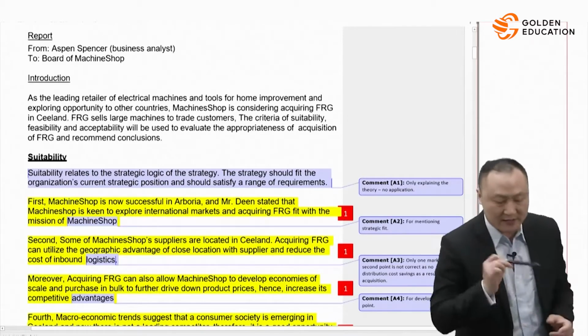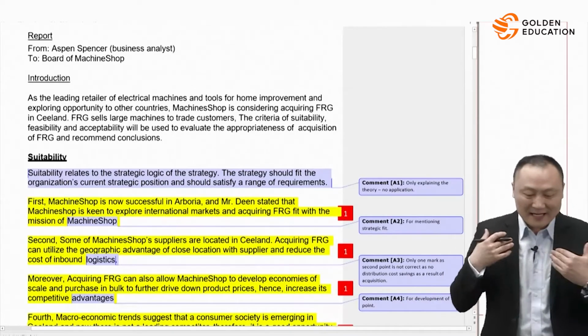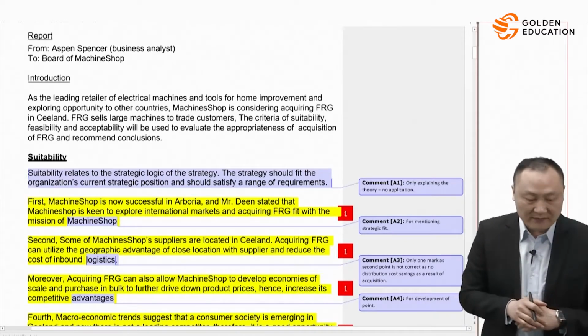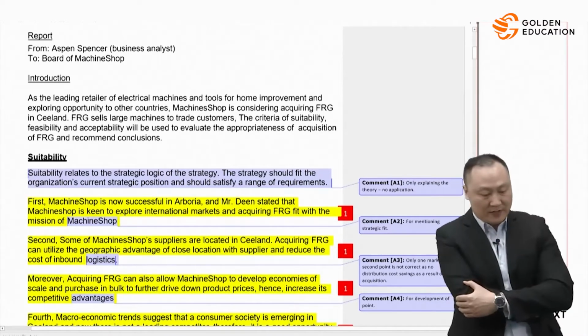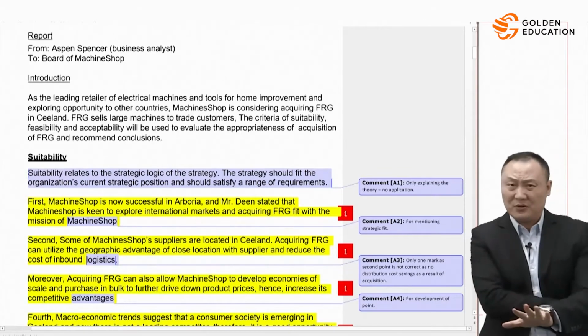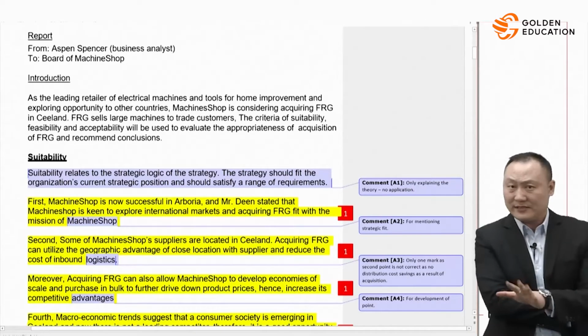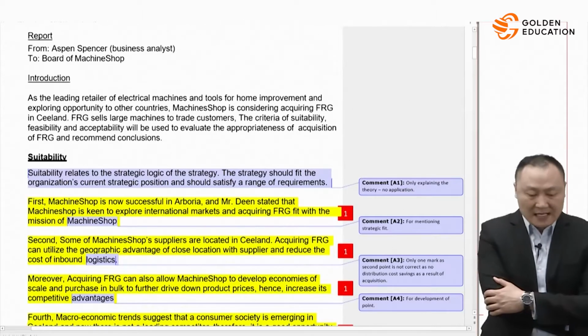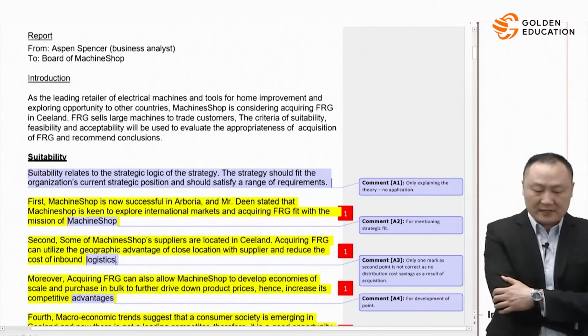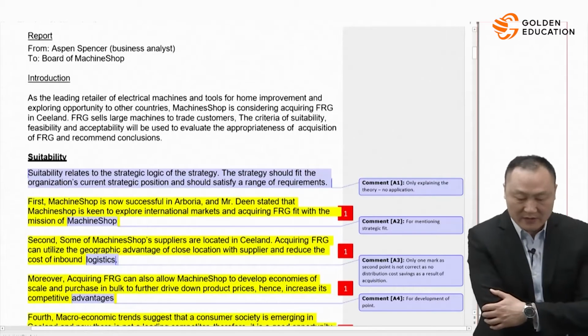As the leading retailer of electrical machines and tools for home improvement, employing opportunities in other countries, Machine Shop is considering acquiring FRG in Sudan. This is definitely too long. Don't write your answers like that in your exam. No time. And FRG sells large machines to trade customers. The criteria of suitability, feasibility, and acceptability will be used.